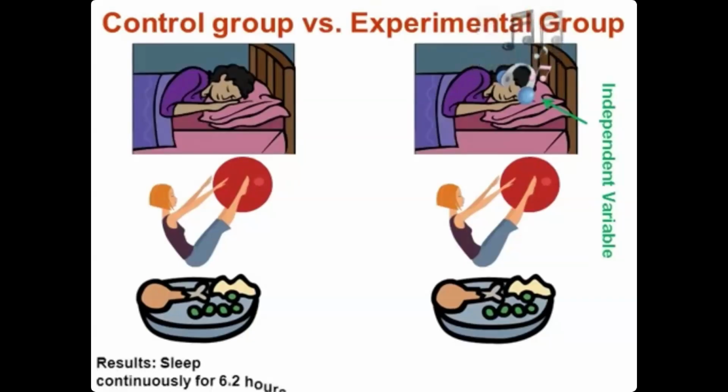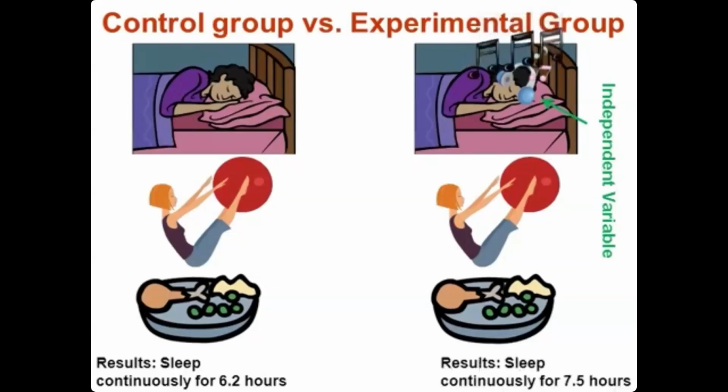So let's pretend that after 1 month of recording her sleep, she's averaging about 6.2 hours of continuous sleep every night. And pretend that for 1 month, she averages 7.5 hours of sleep per night when she's listening to the music. Well, something had to cause that extra sleep. By the way, the data that we just collected is what we call the dependent variable. I hope you see why it's called the dependent variable: the amount of sleep depended on whether or not she listened to music.